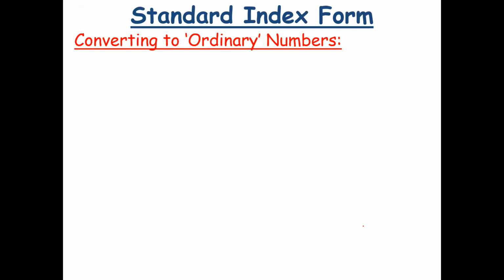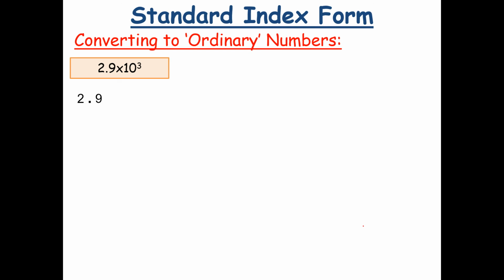And now moving on. So convert into ordinary numbers. What this means, ordinary numbers, it's basically you're taking out the times 10 to the power of and just writing the number as it is. So if we have 2.9 times by 10 to the power of 3, we have to write this into ordinary number. So it's times 10 to the power of 3.